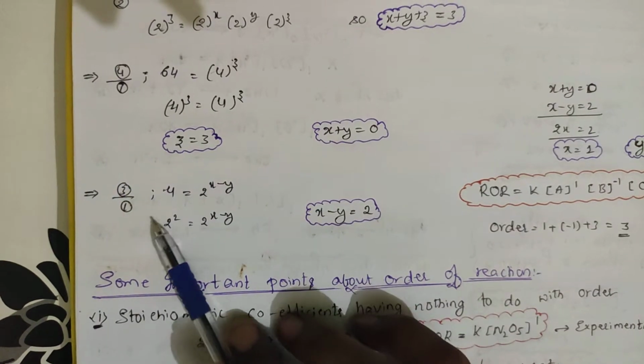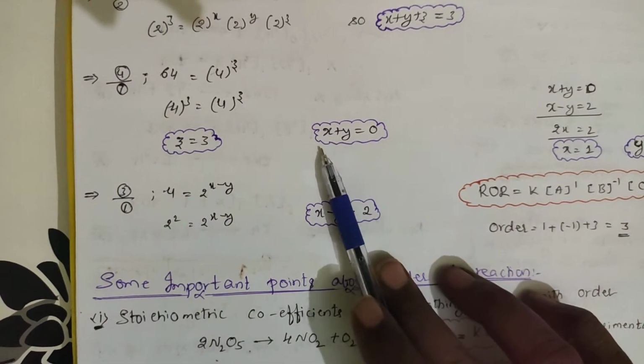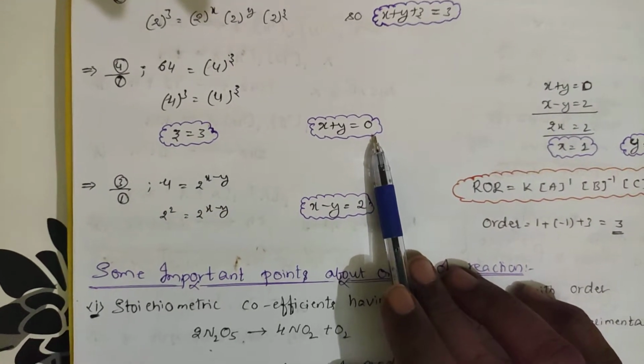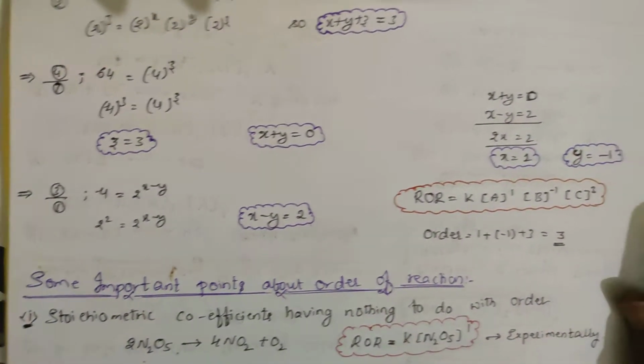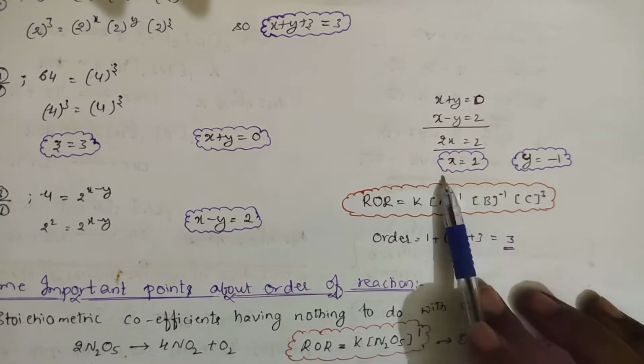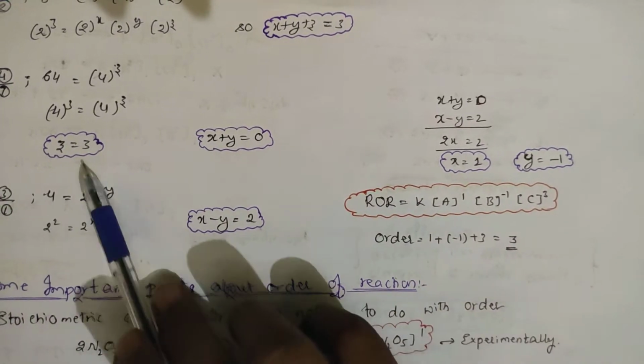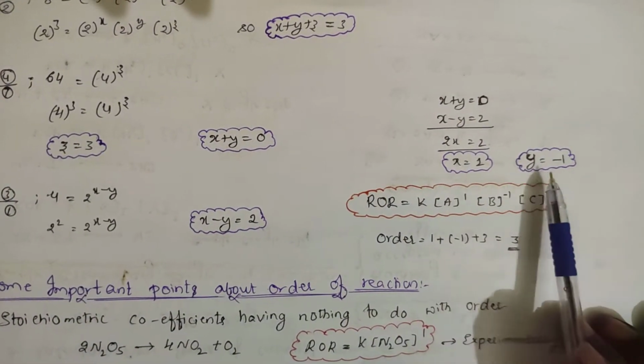And 3 by 1 is equal to 4 is equal to 2 power x minus y, and x minus y is equal to 2. So you know x plus y is equal to 0, x minus y is equal to 2. So 2x will be equal to 2 and x is equal to 1, then y you will get minus 1. So you know that z is 3, x is 1, y is minus 1.